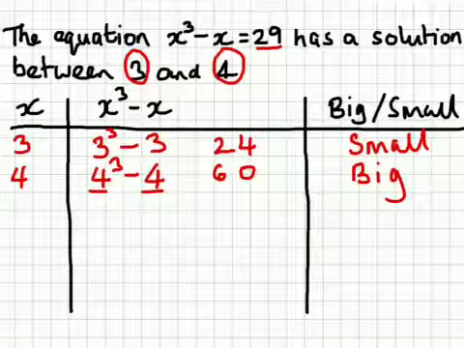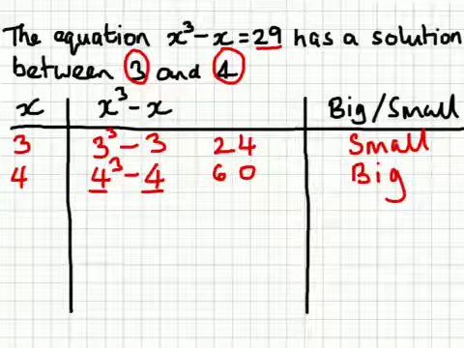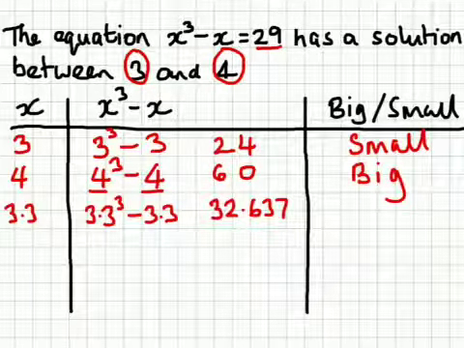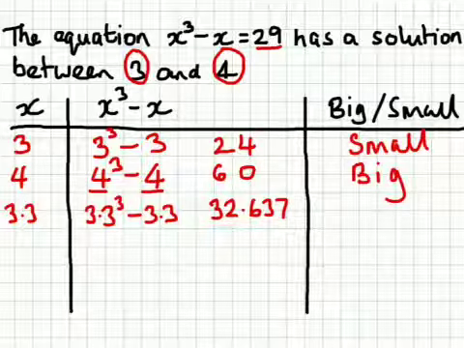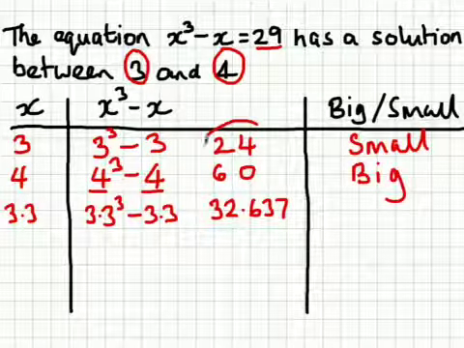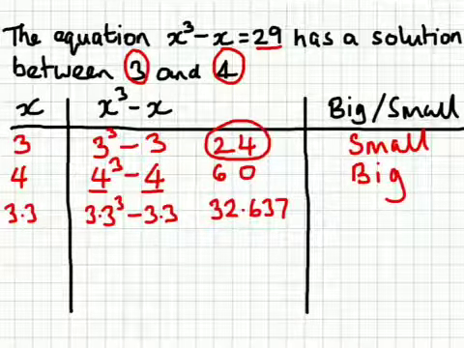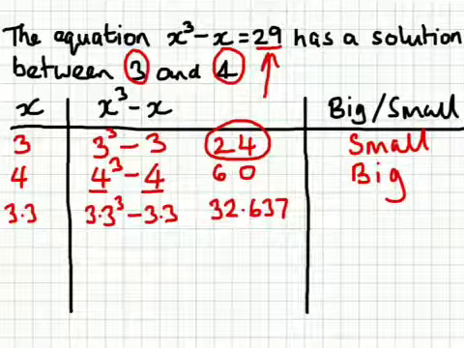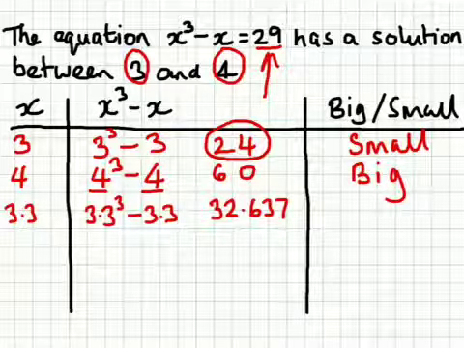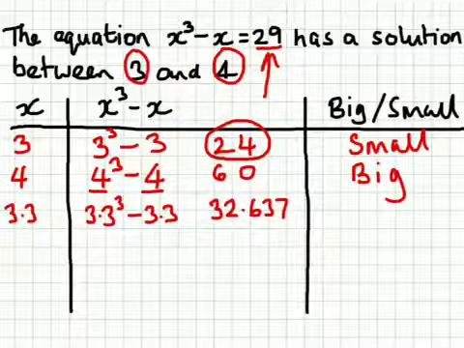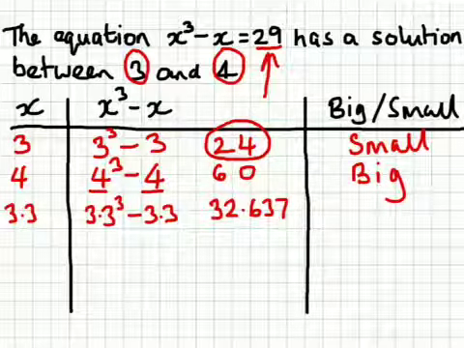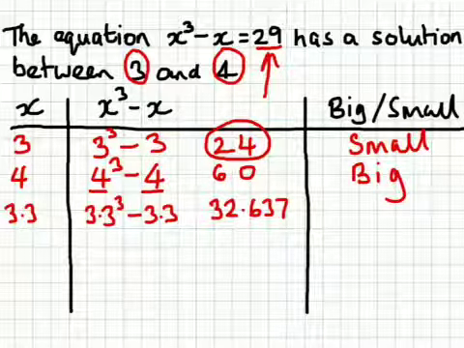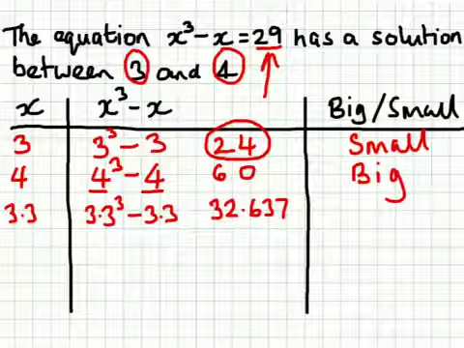The next thing I need to do is make a decision about the next value that I will try myself. As you can see, the first trial that we did gave us an answer of 24. Now 24 here is actually quite close to 29, which was what we were looking for. So I'm going to try the next one as being 3.3. So I do 3.3 times 3.3 times 3.3 on the calculator, and I take away 3.3, and it gives me an answer of 32.637. This is also too big.